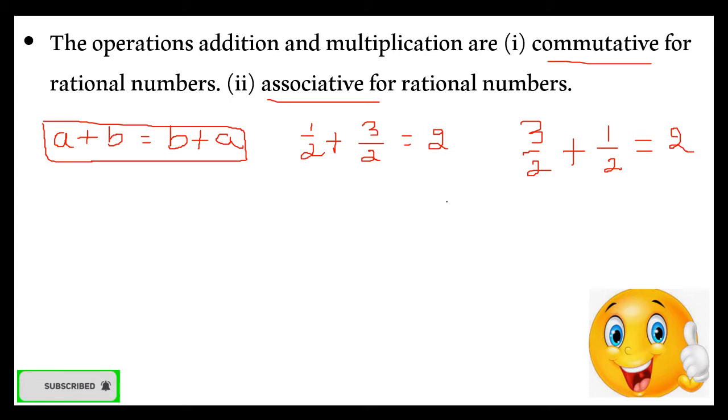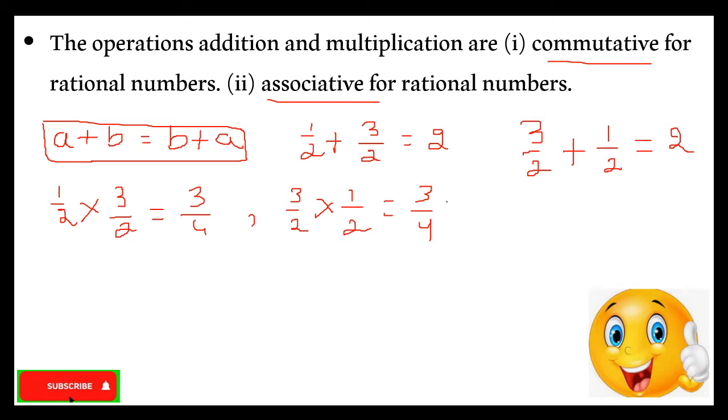Now what about multiplication? You multiply 1 by 2 with 3 by 2, the result is 3 by 4. And again, if you change the order of writing these two numbers, you write 3 by 2 first, then 1 by 2, the result would be the same, 3 upon 4. So we say the multiplication of two rational numbers is commutative.